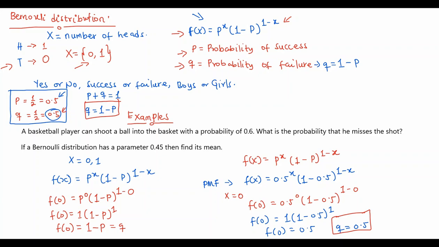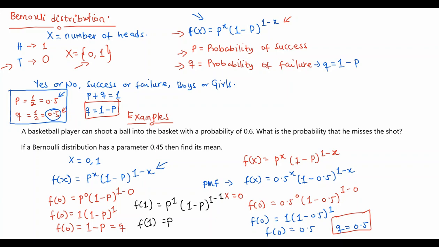So if we substitute 0 into this formula here, then you are going to get the probability of failure. And then if you substitute 1, you are going to get the probability of success. Okay, that's what Bernoulli says we should do. So let's put in 1 and see. So we're going to have f of 1, and then this will be equal to p to the power 1, right? Bracket open, 1 minus p to the power 1 minus 1. So at the end you're going to get f of 1 to be equal to p, which is the probability of success.